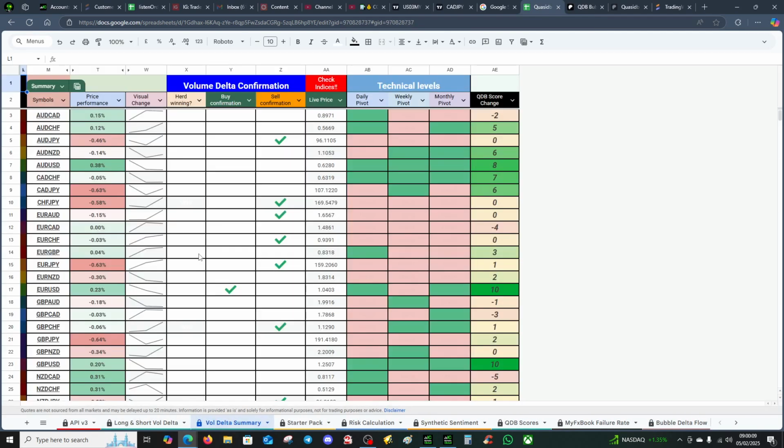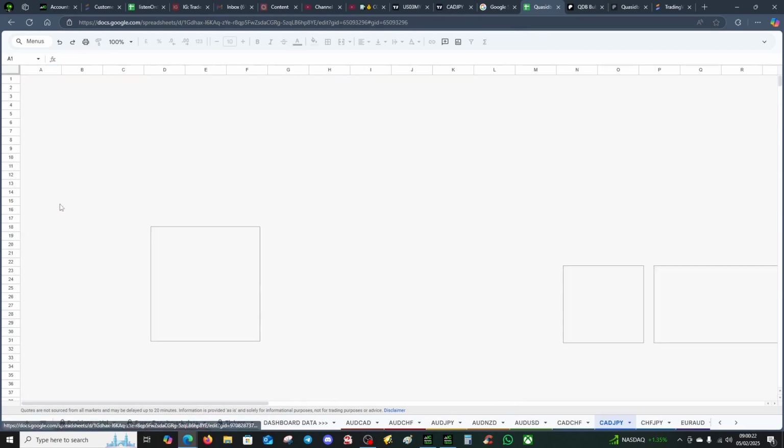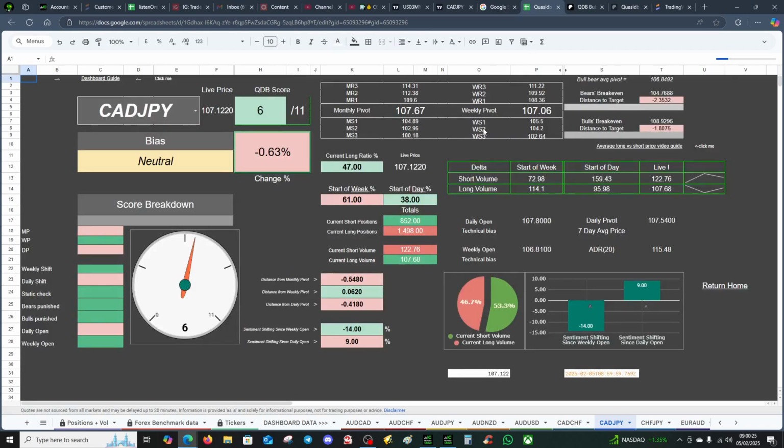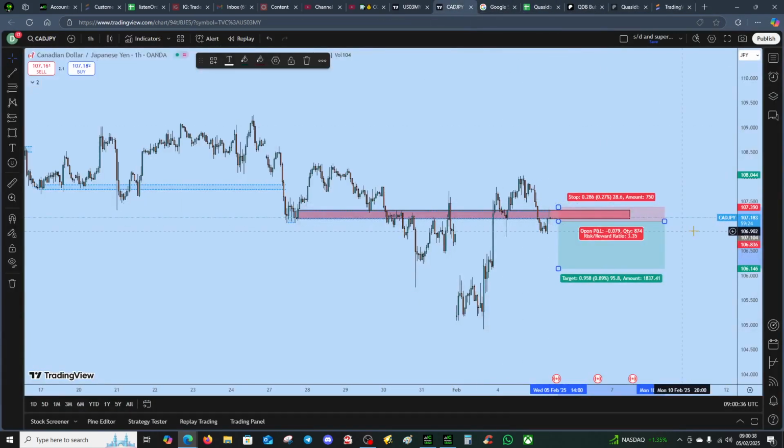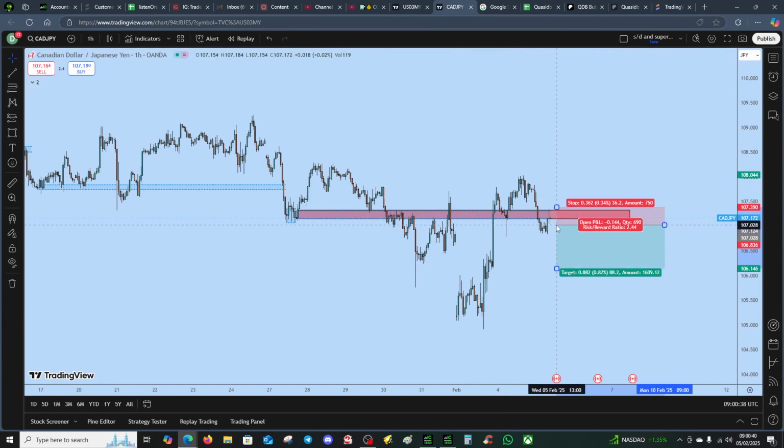Summary, CAD yen, it hasn't got a tick, but we will have red on the pivots. So it's saying weekly pivot is of note because we're currently above. So we come here, we'll check out the weekly pivot, and we want it below 107.06. Okay, so that could be a good confirmation for a short. Come back to the CAD yen, 107.06. So break 107.06, so 107.05 entry, and you still get a good risk to reward.